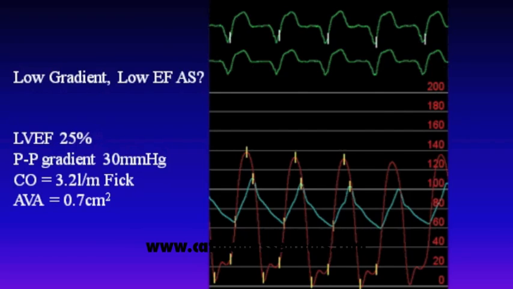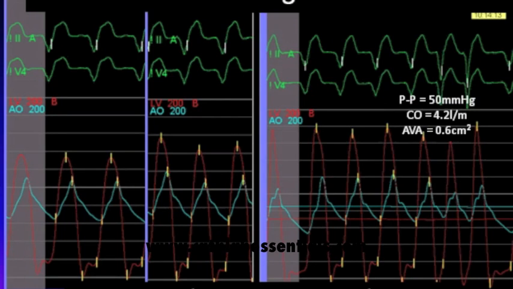To answer this question, we perform a dobutamine challenge for low gradient AS. Here are three pressure tracings obtained during dobutamine infusion with pacing at 80 beats per minute with an infusion of 10 micrograms per minute and then an infusion of 20 micrograms of dobutamine plus pacing at 95. From baseline to maximal dobutamine, you see the gradient now increased to 50 millimeters mercury with a small increase in cardiac output, but the aortic valve area calculates at 0.6 centimeters square. What does this mean to us?